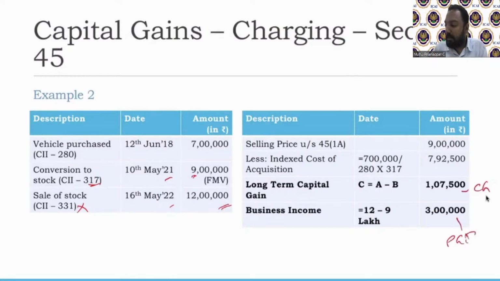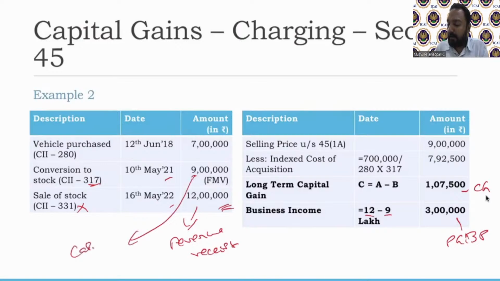This is PGBP. What is PGBP? 12 minus 9 lakhs. 12 lakh is your sale of stock value. Whatever is the sale receipt, that is your revenue receipt, correct? So hence it is treated as your business income. So 12 minus 9 lakhs. This 9 lakhs, on conversion, is your capital concept, so this 9 lakhs becomes your cost of the asset. So 12 minus 9 becomes 3 lakhs. So 3 lakh is PGBP, and the first part will be called capital gain.